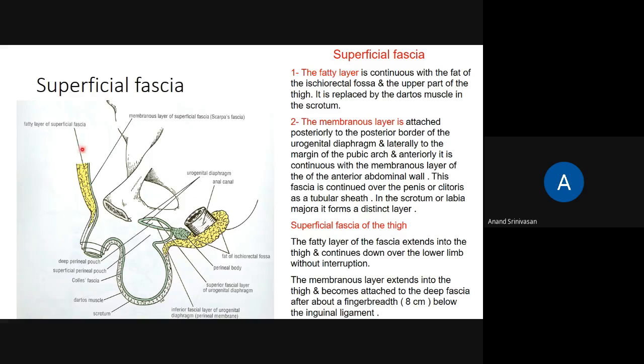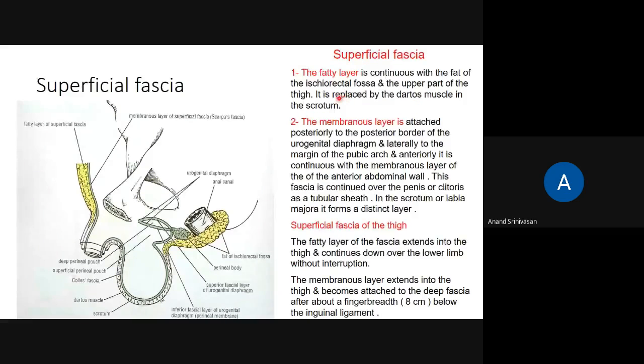Here you can see the fatty layer, and the green colored part is the membranous layer. The fatty layer is continuous with the fat of the ischiorectal fossa. Around the genital region the fatty layer is not present, but it is once again present in the ischiorectal fossa, and in the upper part of the thigh also.